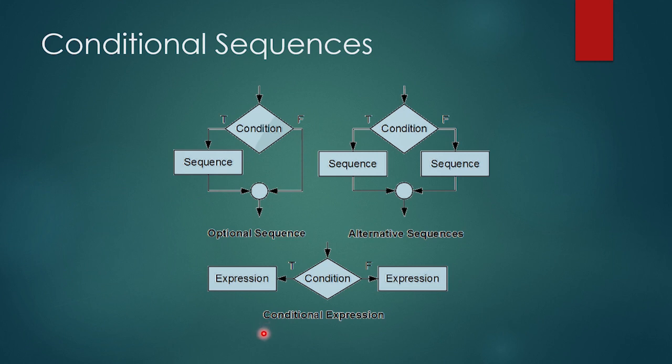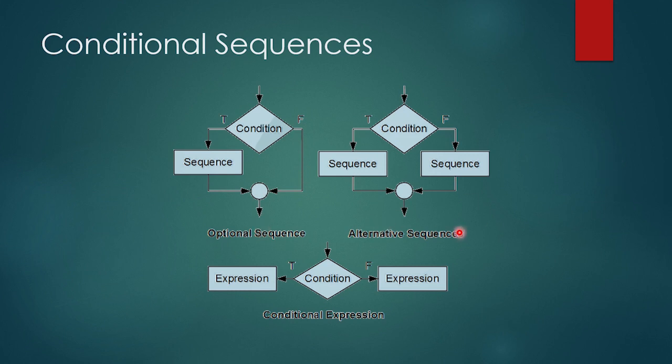We're going to start with the diagrams, and then we're going to look at the code for them. First one is an optional sequence, and it comes in, and in this diamond shape, we ask a question, which is called the condition. And it's either true or false. If it's true, it goes and executes a sequence, which could be a single statement, or it could be a code block containing multiple statements. If it's false, it skips the sequence and goes on to the next thing after the whole conditional sequence.